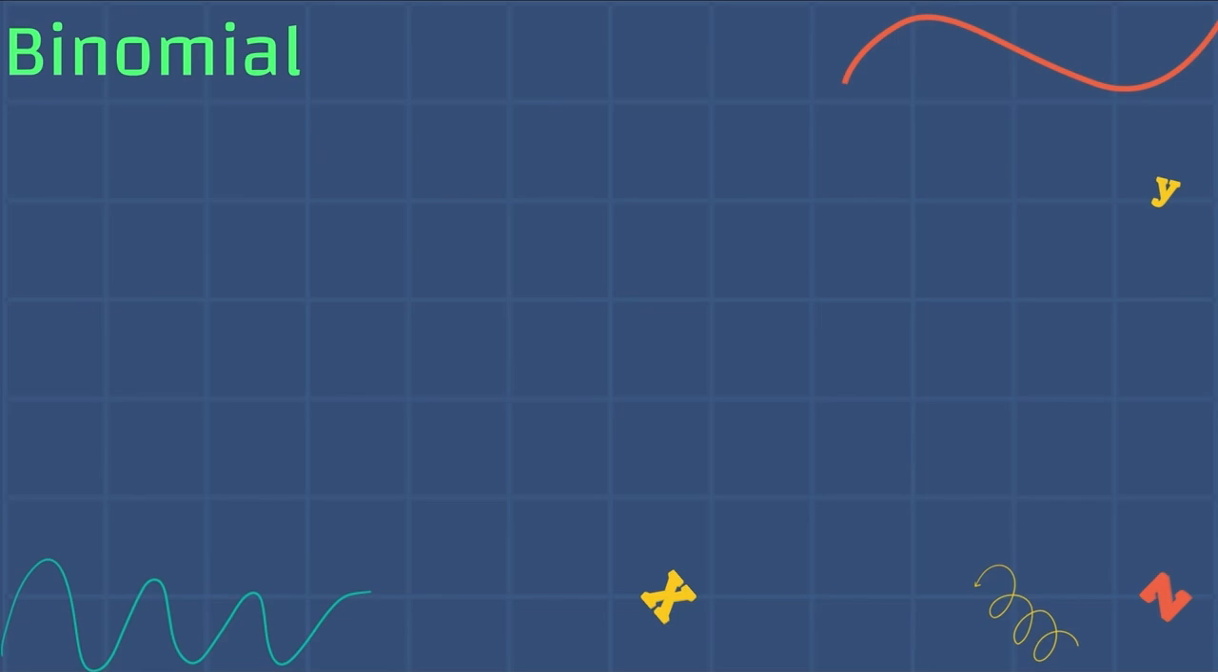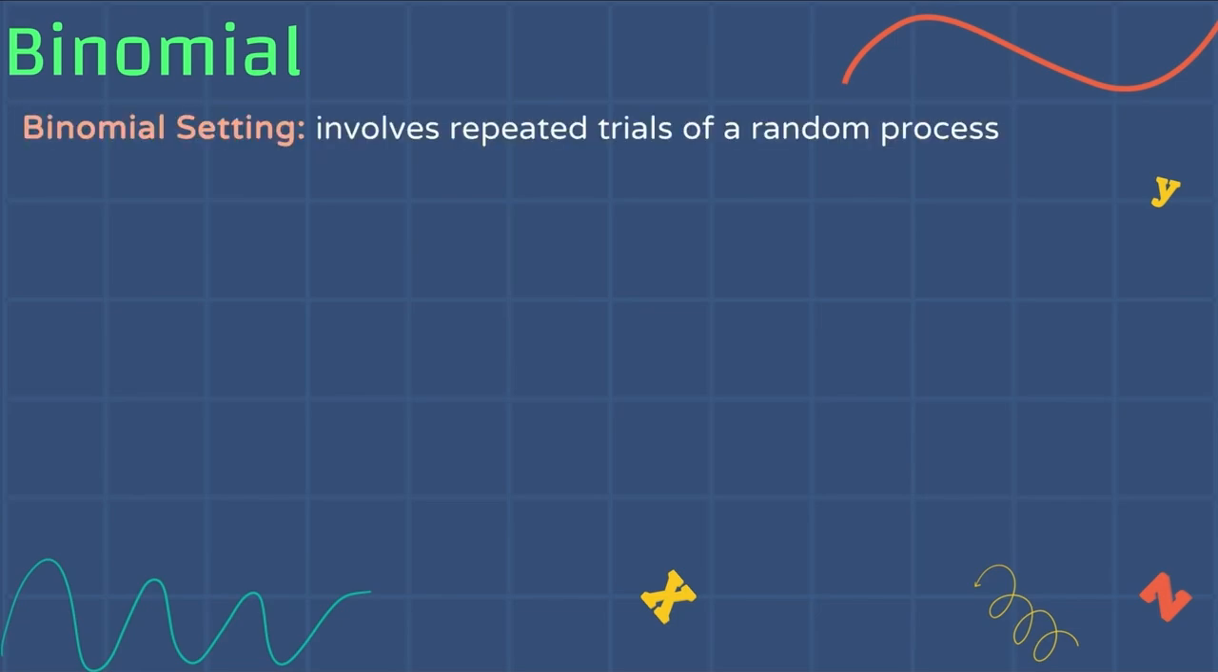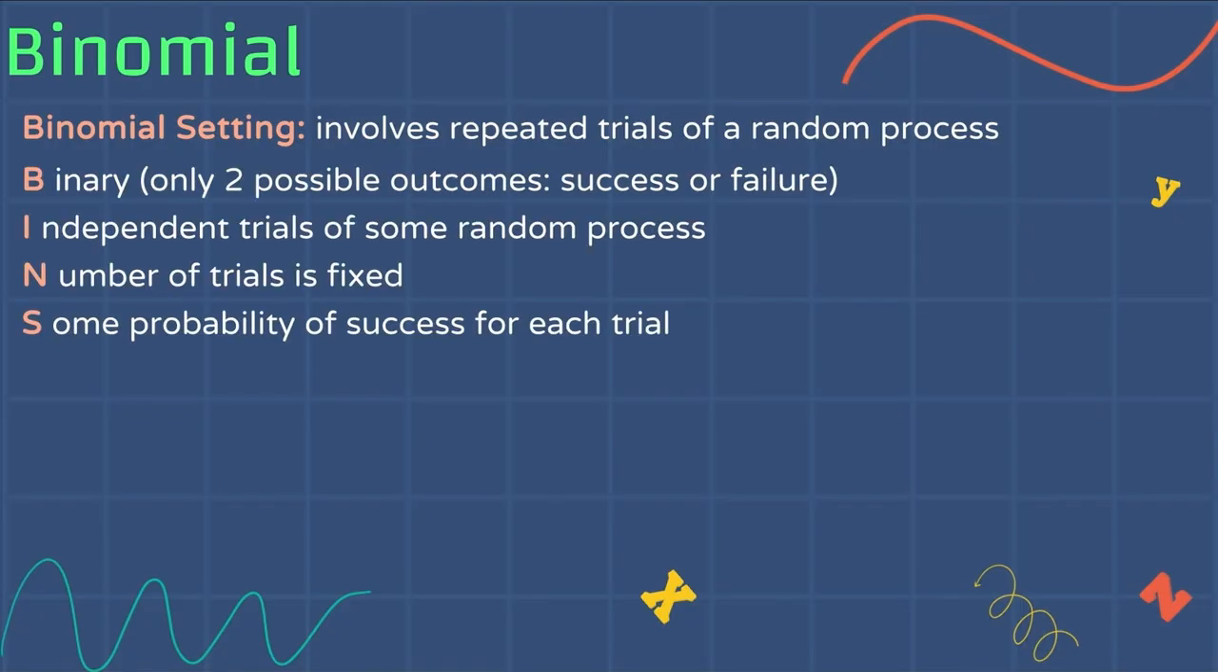So, binomial. Binomial setting involves repeated trials of a random process. So, BINS, remember this. B stands for binary. It means only 2 possible outcomes. So it's either a success or a failure. I stands for independent trials of some random process. N stands for number of trials is fixed. And S is for some probability of success for each trial.